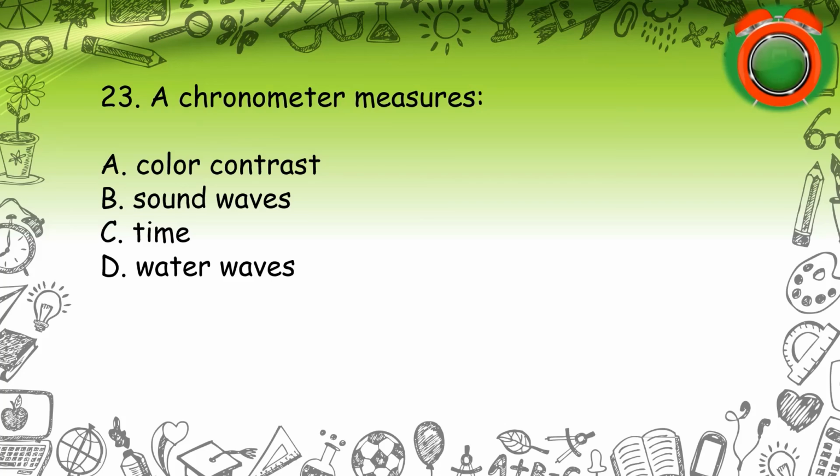Number 23 question. A chronometer measures A. Color contrast, B. Sound waves, C. Time, D. Water waves.